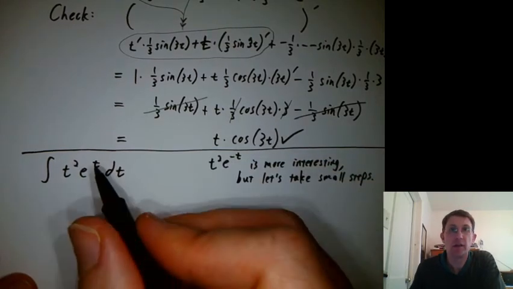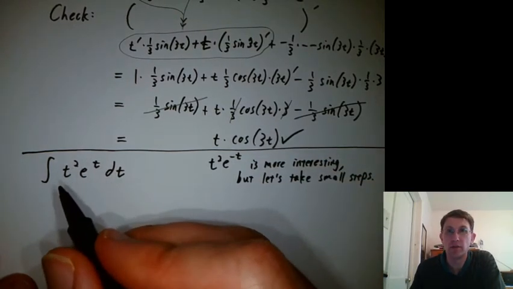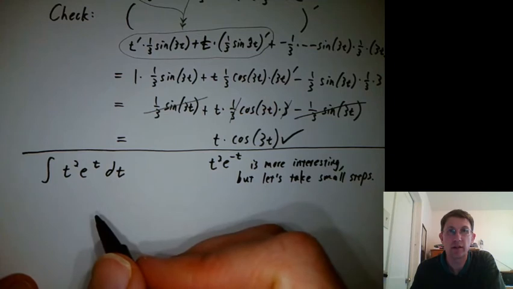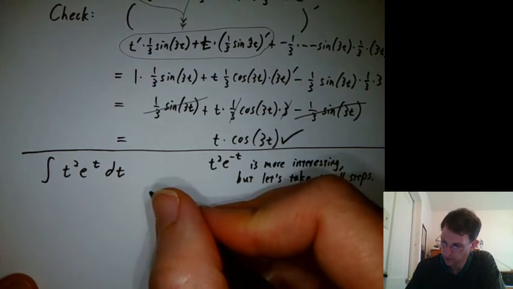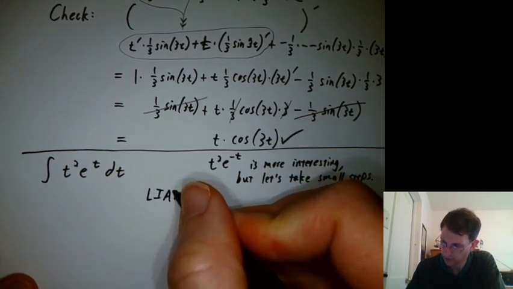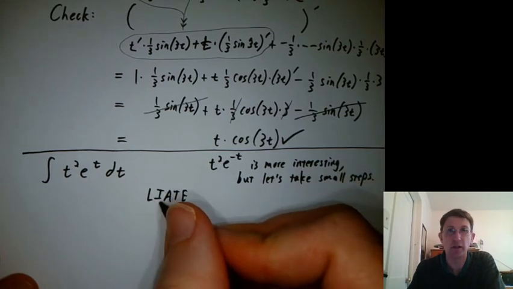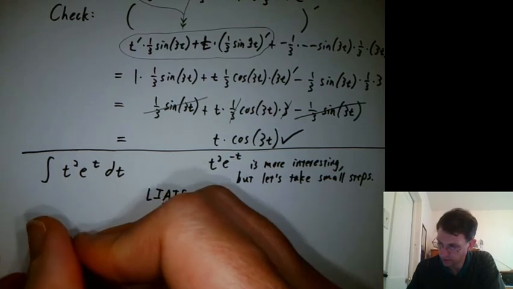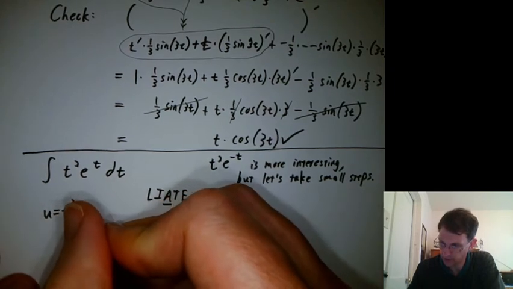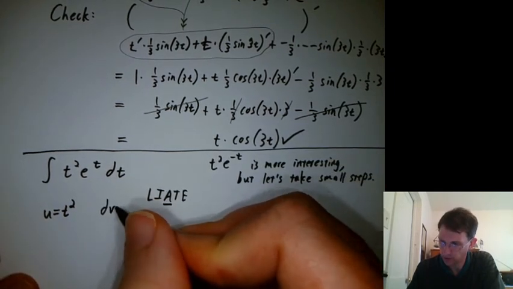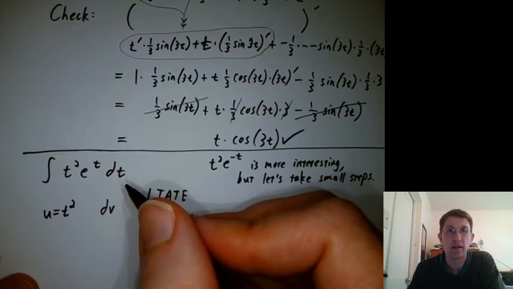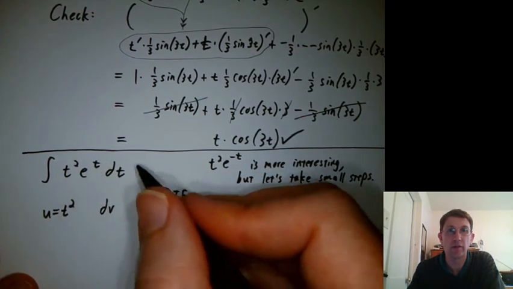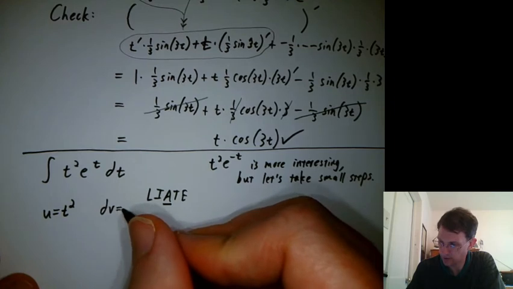So what would you say to do for u and dv here? Take a sec to think about it. Well, I don't have any logs, I don't have any inverse trig. I do have an algebraic thing, the t squared. So u equals t squared. And then what is dv? It is everything left over after the t squared, so e to the t dt.